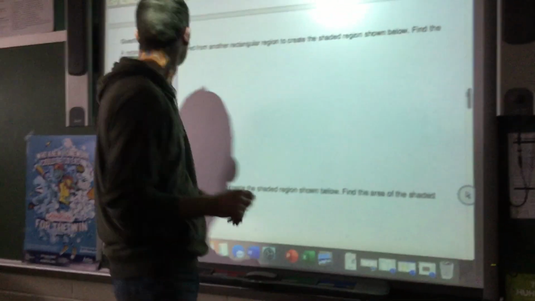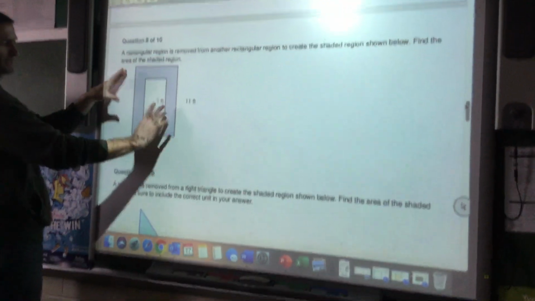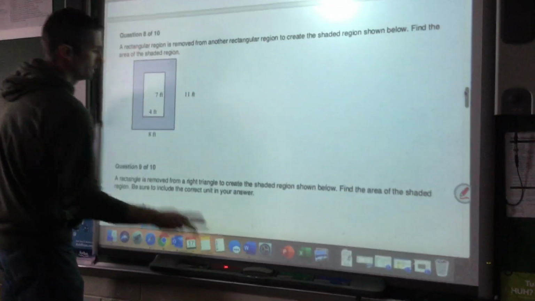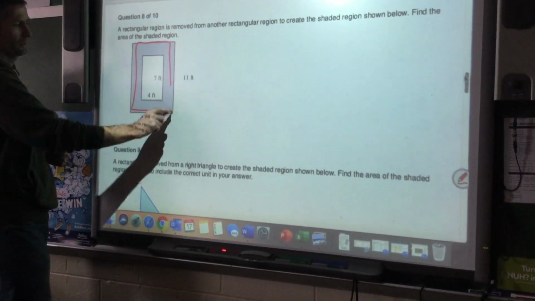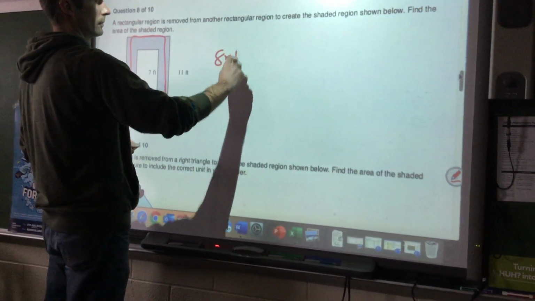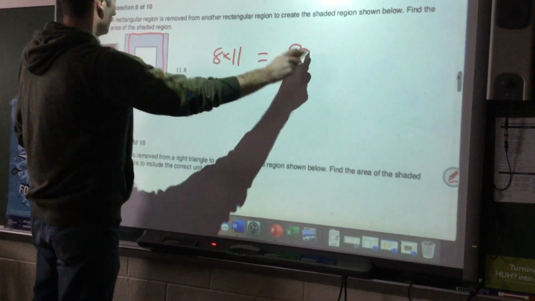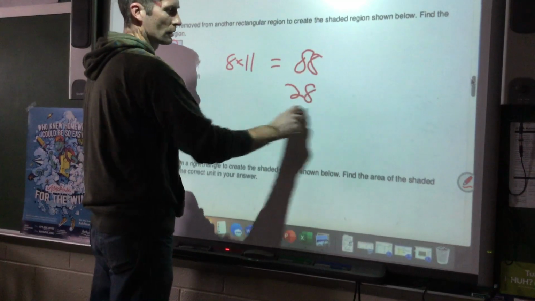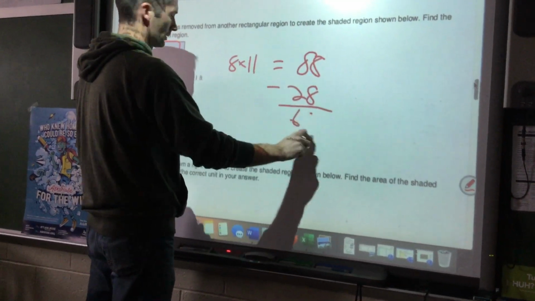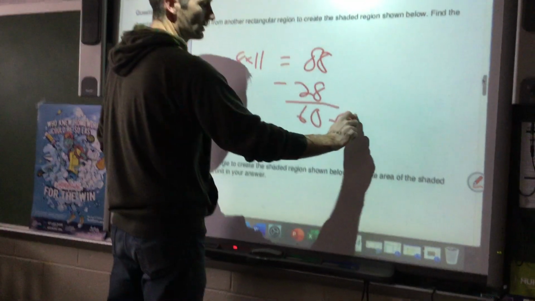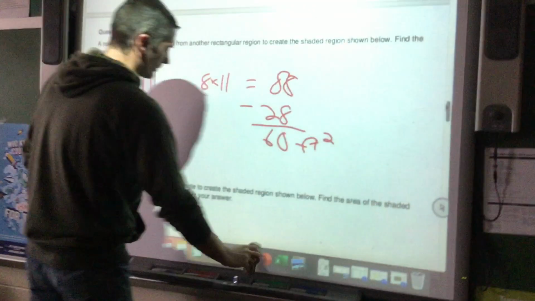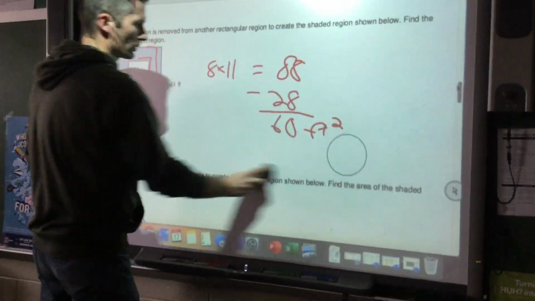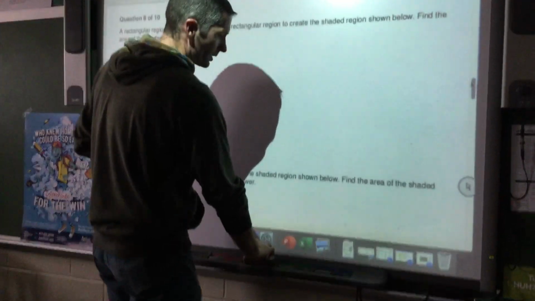All right, question 8. Similar thing. You've got a big rectangle, taking out the little rectangle. The big rectangle is 8 times 11, 88. And the little rectangle is 4 times 7, 28. So big minus little, 60 square feet. All right, make sure we're showing our work and we're getting these multiplication problems correct.